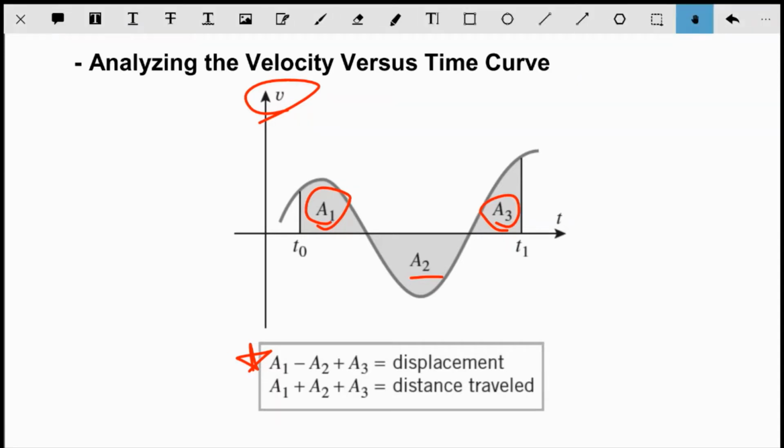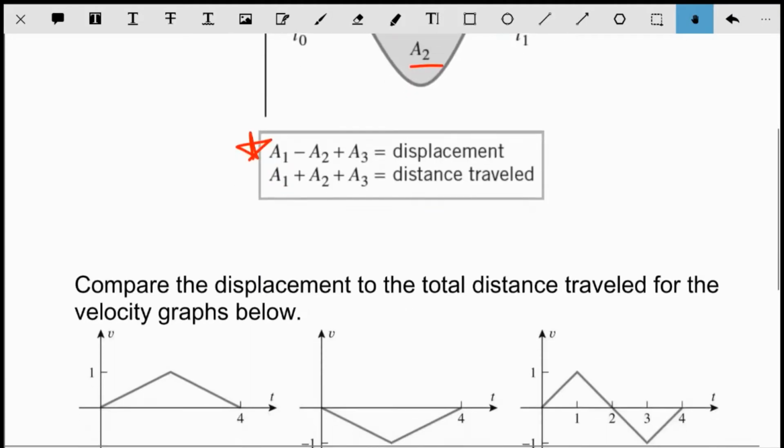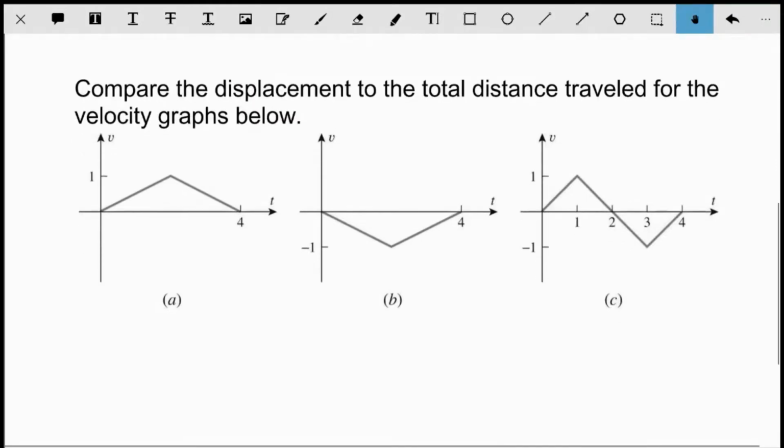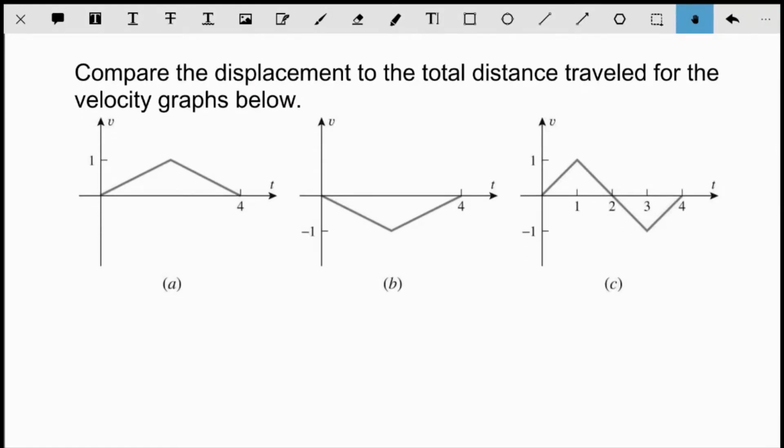Okay, so that was graphically what was going on in those 2 questions where we did them on the calculator. That's kind of the main idea behind what's happening. So let's take a look at just a couple more graphs here to reinforce that idea. Compare the displacement to the total distance traveled for the velocity graphs below.